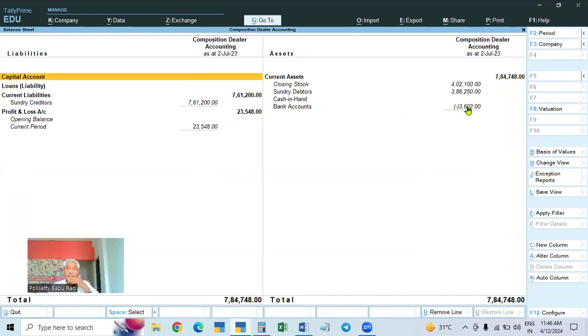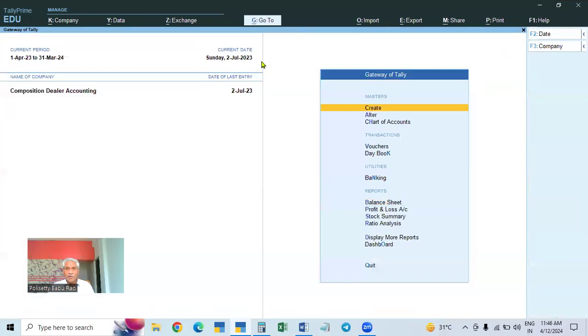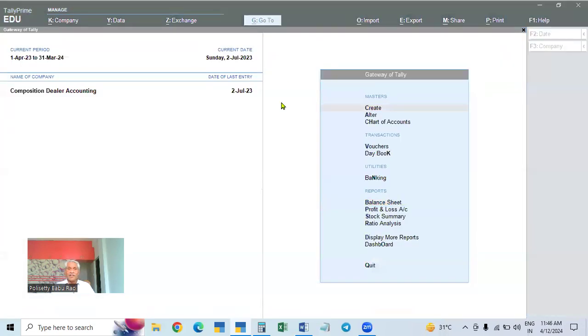In the case of a regular dealer, we create the CGST and SGST under duties and taxes. In such a case, it will not show in the profit and loss account. Under current liabilities, duties and taxes, if it is a liability, it shows the amount. If ITC is more, it will show a minus value. Okay, so this is how we do this. The accounting for a composition dealer is very simple. The next topic is still more simple, just like this.